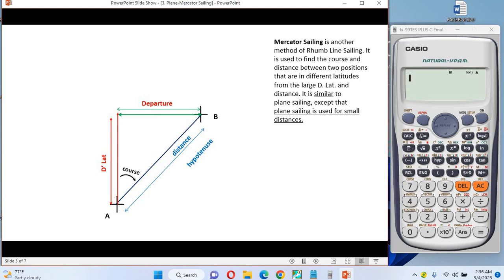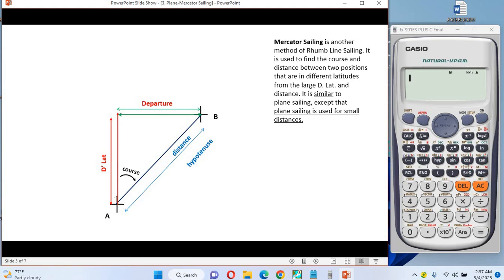As I promised, I will try to discuss or derive the formula for Mercator sailing. So what is Mercator sailing? Mercator sailing is another method of dead reckoning sailing. It is used to find the course and distance between two positions that are at different latitudes, from a large dlat and distance. It is similar to plane sailing except that plane sailing is used for small distances. So the difference between plane sailing and Mercator sailing is plane sailing is for small distances, whereas Mercator sailing is for large distances. Okay, so there you go.